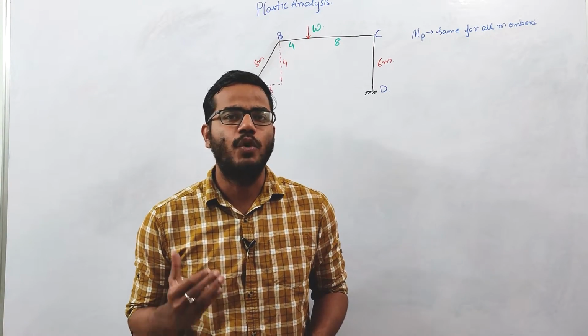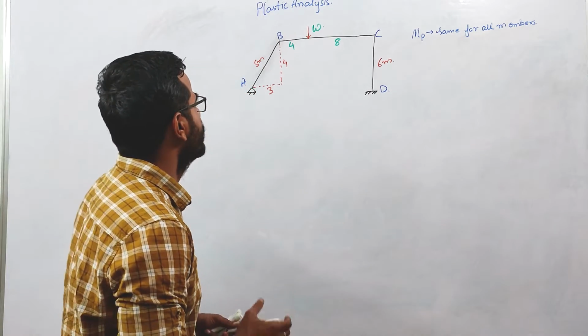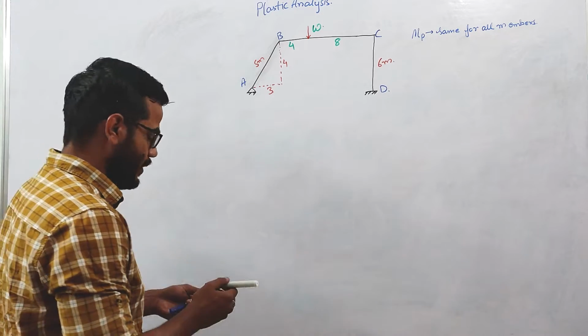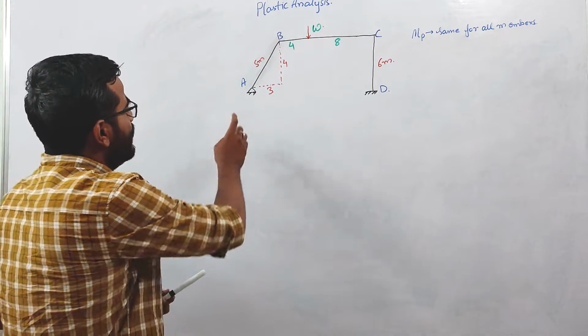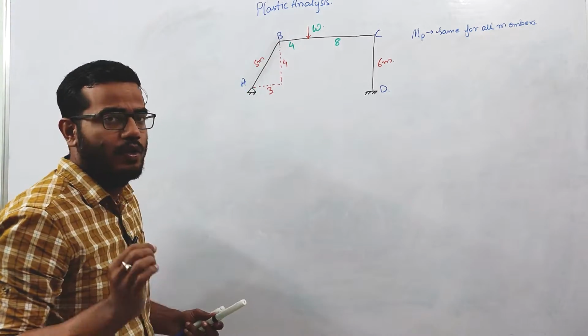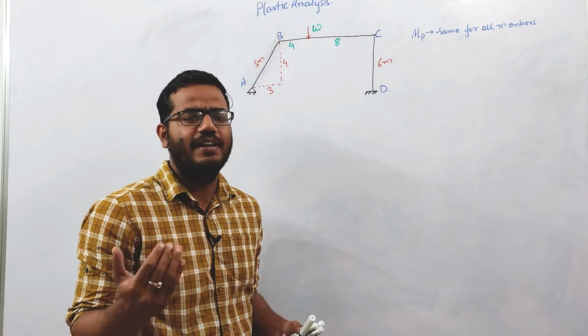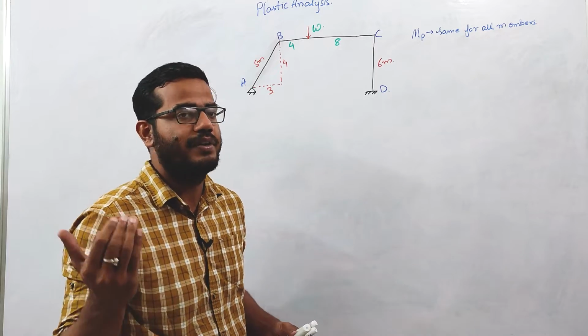In this lecture, we are going to calculate the collapse load for this frame structure in which the column is inclined. Okay. So in this frame, as you can see, this column is inclined with respect to the horizontal. In the previous lectures, we have solved problems in which columns are exactly vertical with respect to the horizontal axis.